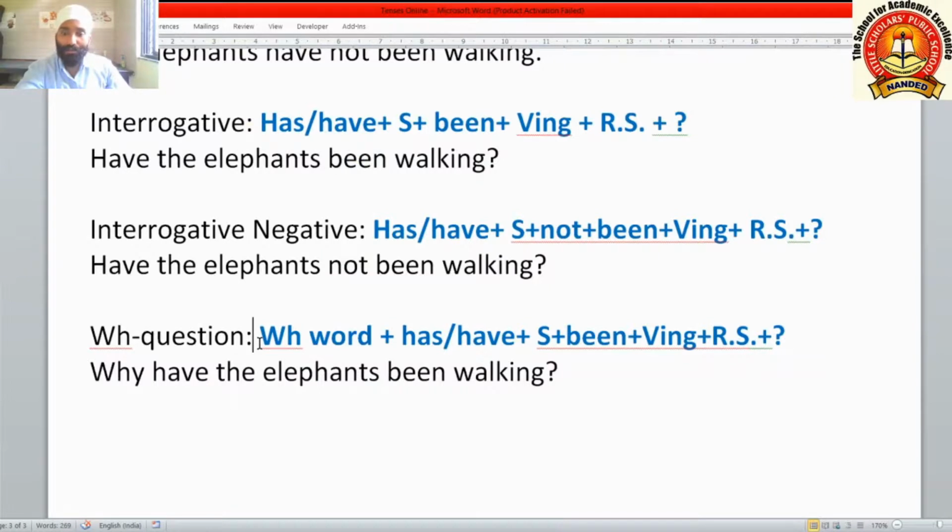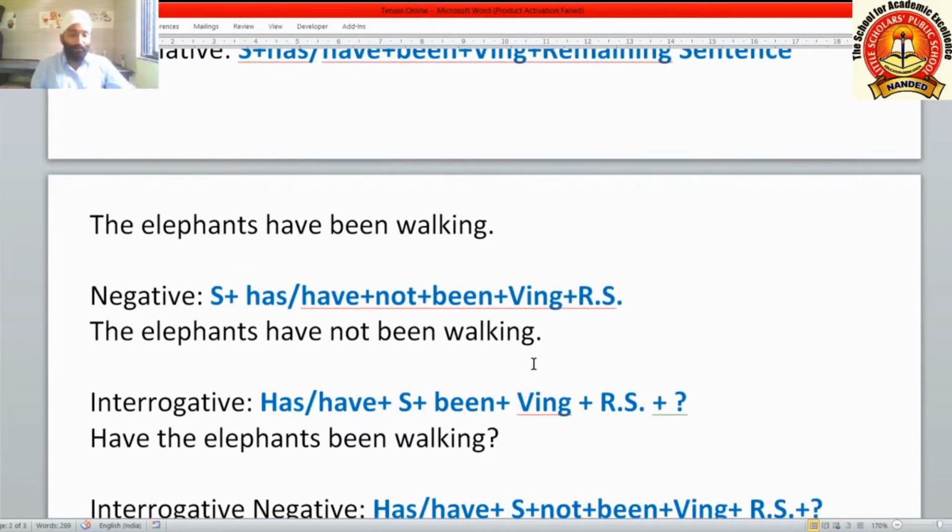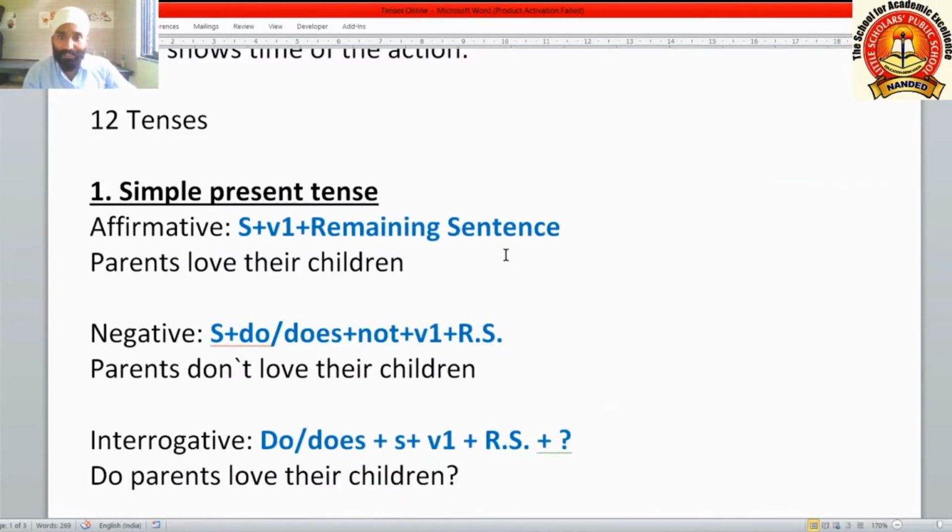Thereafter, we shall see the WH type in this sentence. WH word plus has/have plus subject plus been plus verb with the ing form plus remaining sentence plus question mark. Why have the elephants been walking? If you want to make its negative, you can make it this way: why haven't the elephants been walking, or why have the elephants not been walking? This way you can make its negative also. So this is how our tenses were, and you have to practice these tenses in this way.